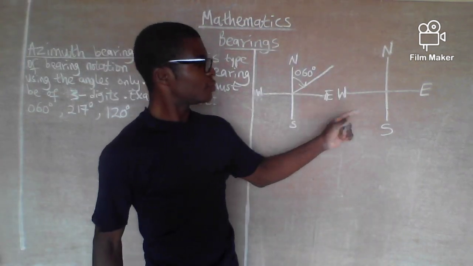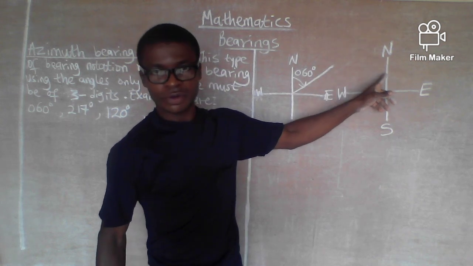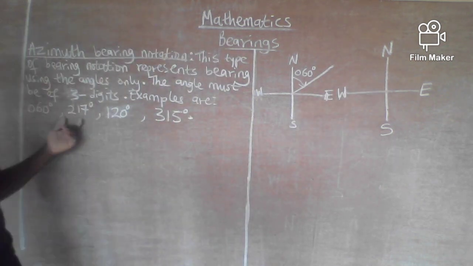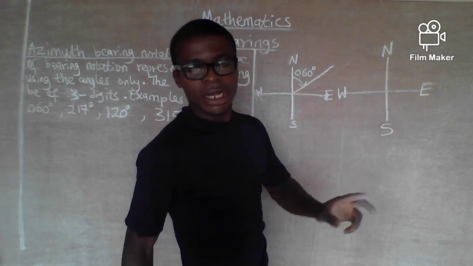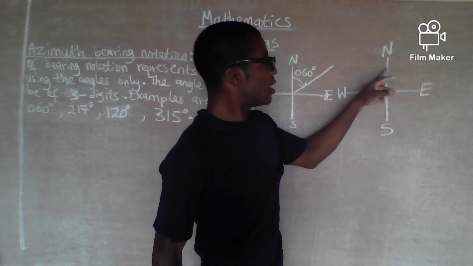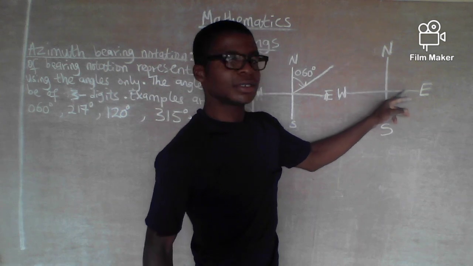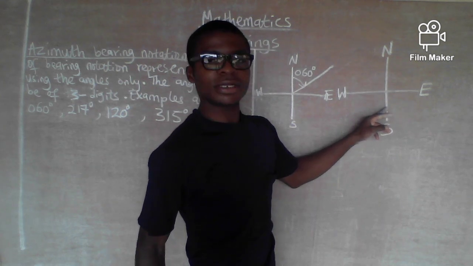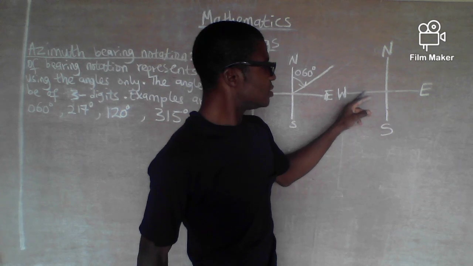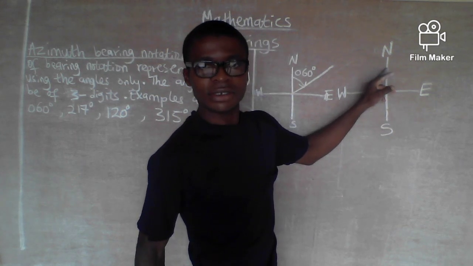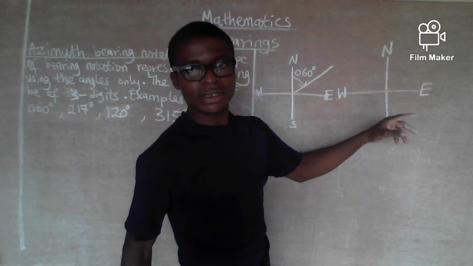Remember, the reference point for azimuth bearing notation is always the cardinal point north. So this angle 217 degrees must start from the cardinal point north. Another thing to note is that the angle between two cardinal points is 90 degrees. So from here to here is 90 degrees. From this point to this point, another 90 degrees, total of 180 degrees. From this point to this point, another 90 degrees, total of 270 degrees. From this point to this point, another 90 degrees, total of 360 degrees.